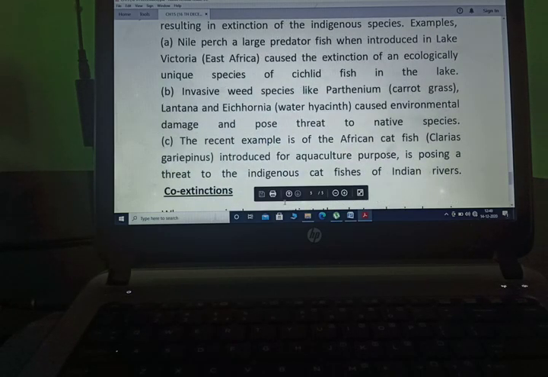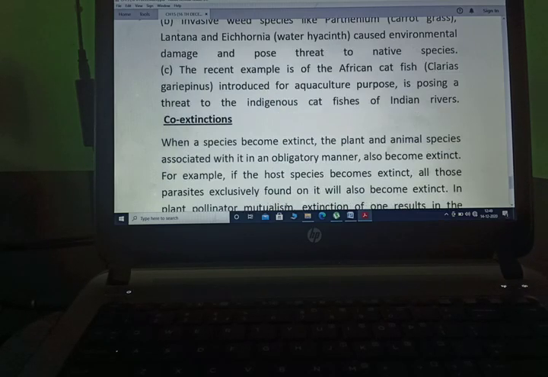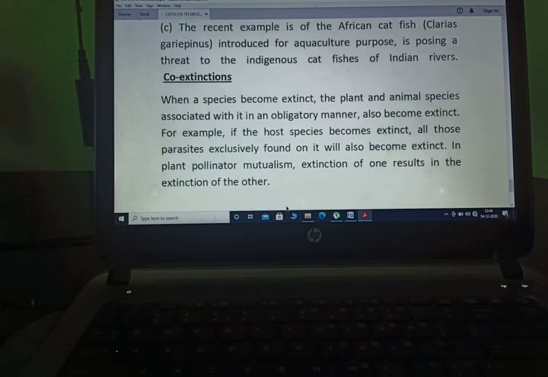Invasive weed species like Parthenium, that is carrot grass, Lantana and Eichhornia, that is water hyacinth, cause environmental damage and pose a threat to native species. A recent example is the African catfish, Clarias gariepinus, introduced for aquaculture purposes, which is posing a threat to indigenous catfish of Indian rivers.